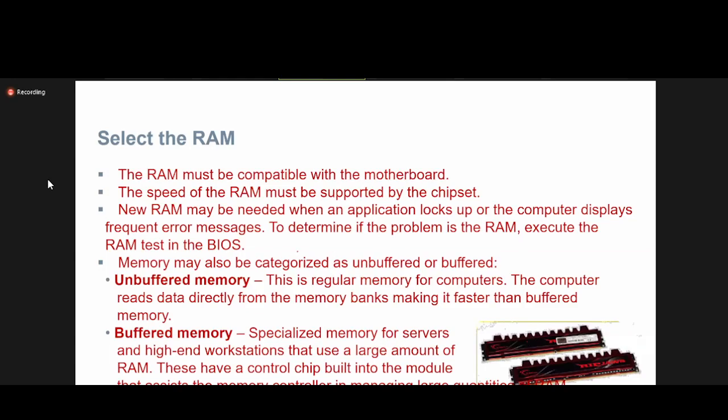Memory may also be categorized as buffered or unbuffered. Unbuffered memory is basically regular memory for computers, right? The computer reads data directly from the memory banks, making it faster than buffered memory. Buffered memory is used in server systems and huge computers, where the data is temporarily stored in the buffer, and from the buffer it is transferred to and from the memory.